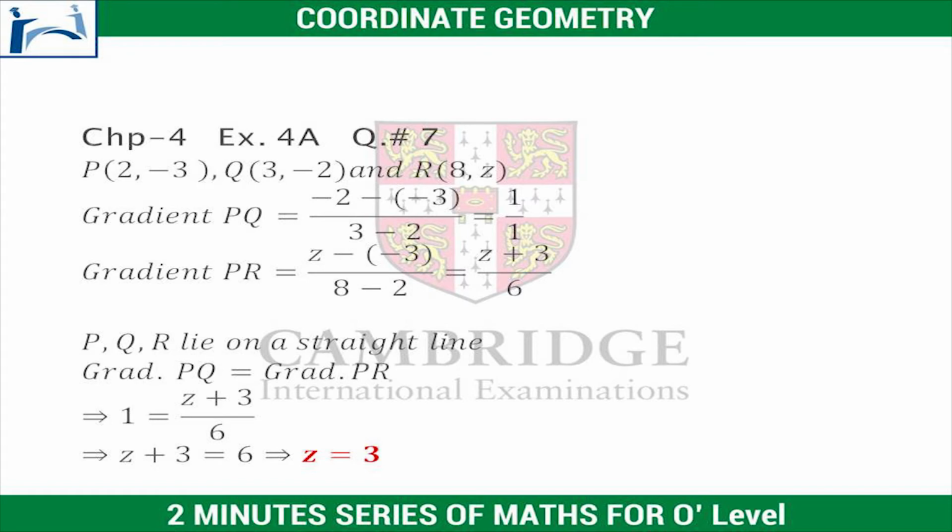In question number 7, we have P, Q and R. We have to find the value of the unknown variable Z, and P, Q, R lie on a straight line. It means the gradient of 2 points is equal to the gradient of the other 2 points. So we have gradient of PQ is equal to 1 over 1 and gradient of PR is equal to Z plus 3 over 6. We calculate this with the formula since P, Q, R lie on a straight line. We equate the two gradients: Z plus 3 over 6 equals 1. We cross multiply: Z plus 3 equals 6 and Z equals minus 3.